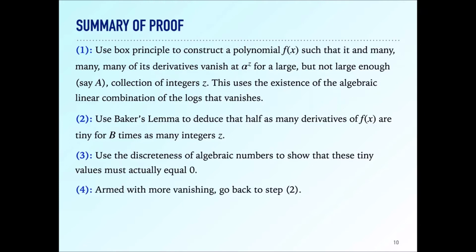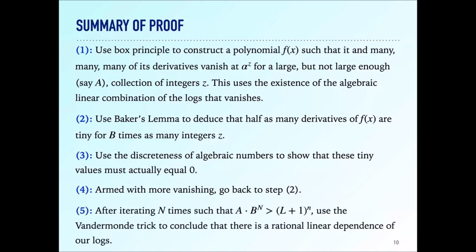But then you just iterate. So then, armed with more vanishing, you go back to step 2 and say we have even more vanishing. So that gives me a better bound using Baker's theorem, which means that more values are small, and then those small values also have to be 0. And then you keep going until you get enough zeros. So after iterating n times, such that each time you're multiplying by a factor of b, that a times b to the n is greater than the number of coefficients that you started with, then you conclude that you have a polynomial with more roots than could be allowed without having this kind of rational dependence of the logs.